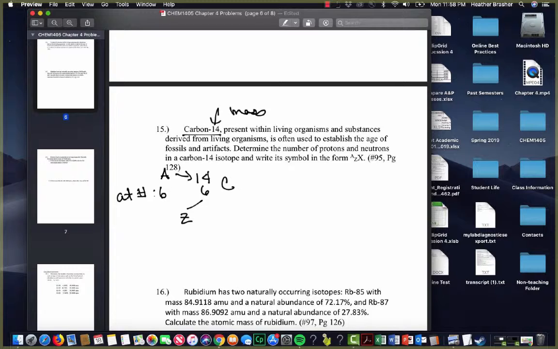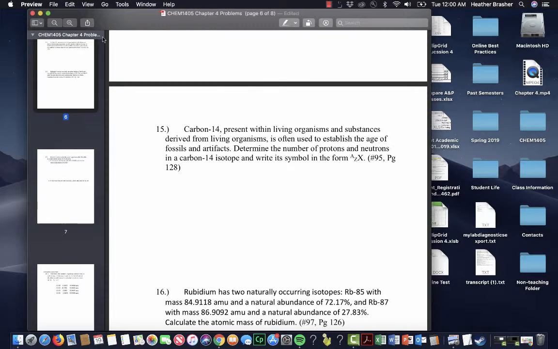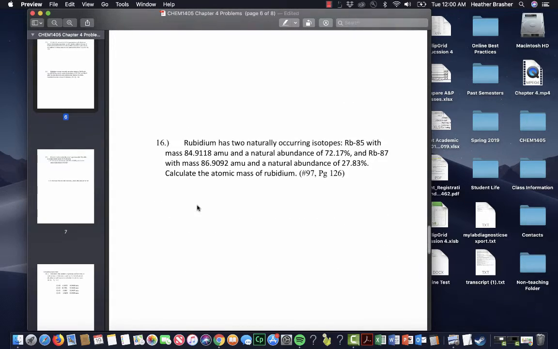Now you can figure out how many protons and neutrons by the following. The atomic number equals the number of protons, right? So that's Z, which is 6. How many neutrons do we have? Well, you have the atomic mass minus the atomic number. So we have 14 minus 6, which equals 8, and that is the number of neutrons. So this one wasn't too bad, right? Seemed like it was going to be scarier than what it was.